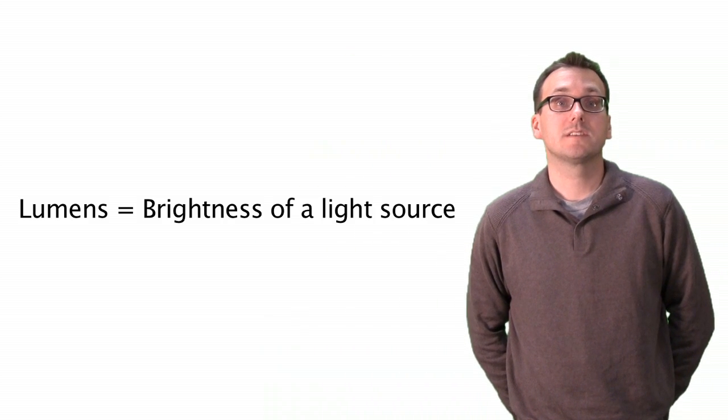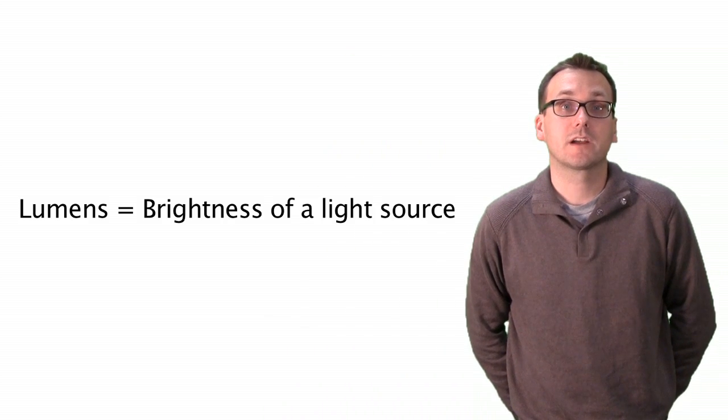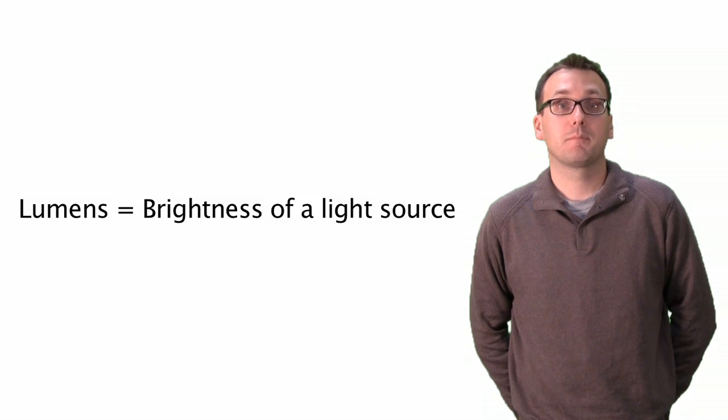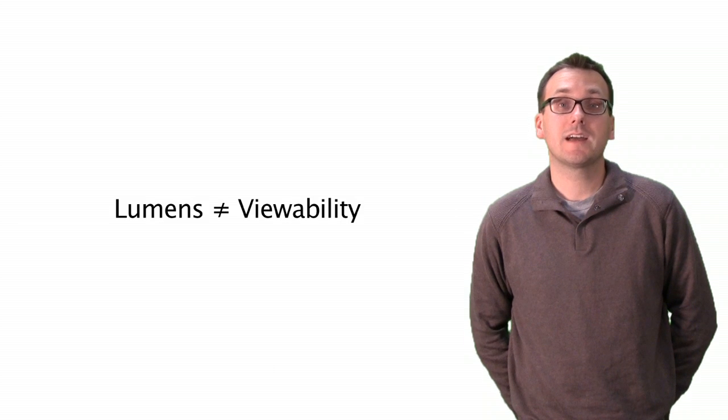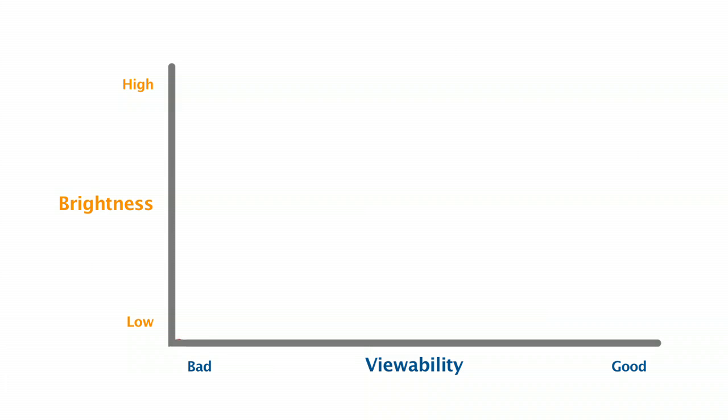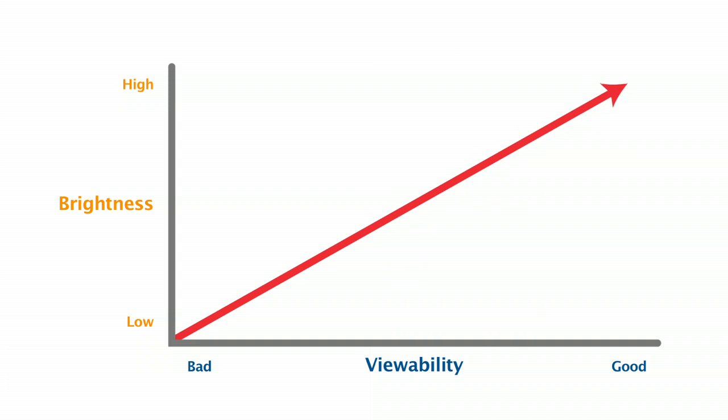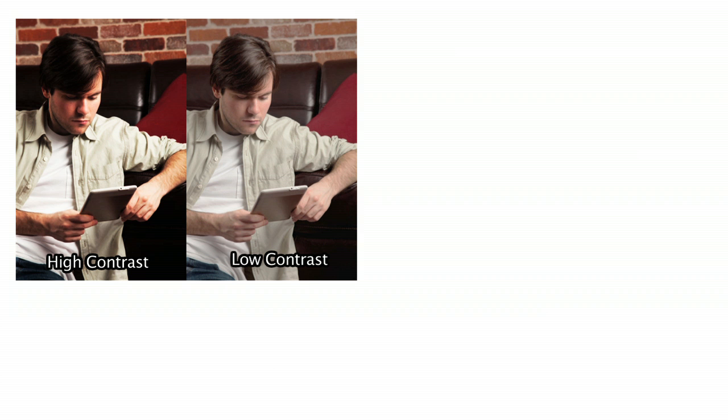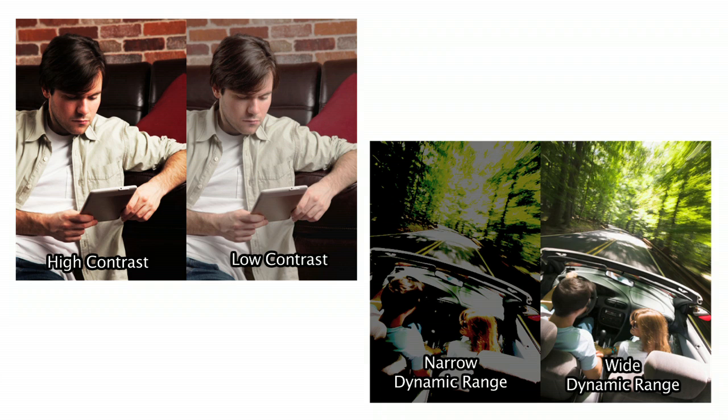So let's step back for a second and talk a little bit more technical. Lumens is a measure of brightness. In the case of Pico projectors, lumens is a measure of the brightness of the lamp, the LED, or the laser light source used. So lumens equals brightness, but lumens does not necessarily equal viewability, and here's why. Brightness and viewability are related, but not necessarily the same thing. Certainly, as brightness increases, viewability also increases. However, viewability also depends on a number of other factors, including the content's contrast and dynamic range. As those increase, the viewability increases accordingly.